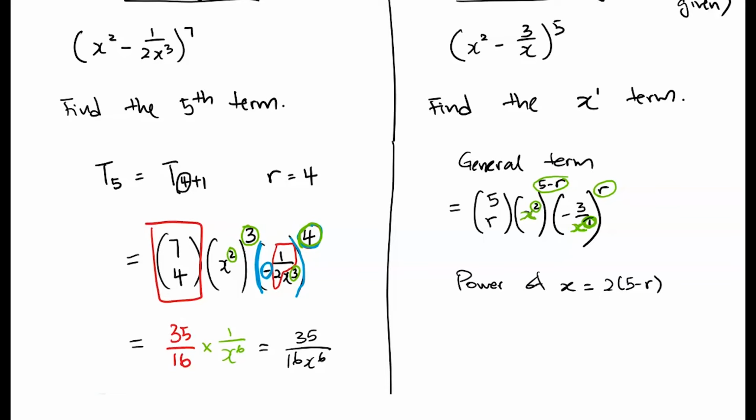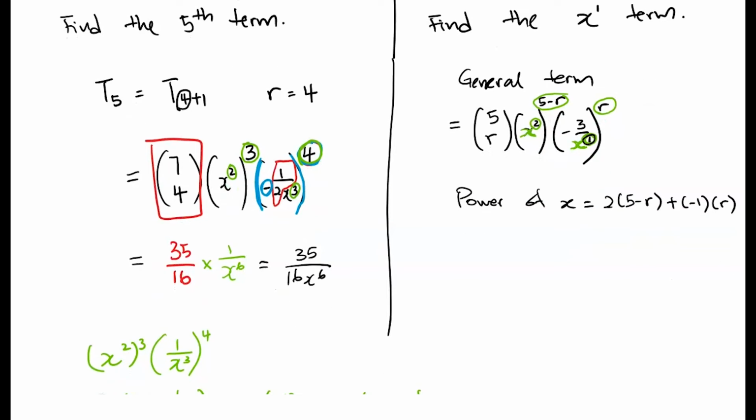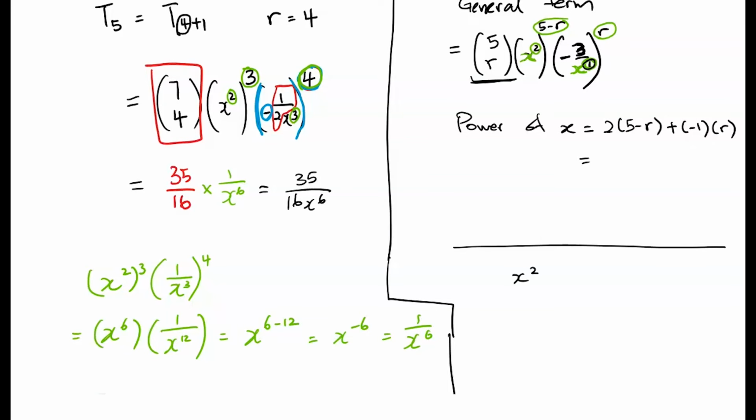And this one here is actually -1. So that is a plus -1 and then multiply by r. Let me just show you how I get this thing here. So I'm going to write it over here. So here we have x squared to the power of 5 minus r, and then we have 1 over x to the power of 1, all to the power of r.